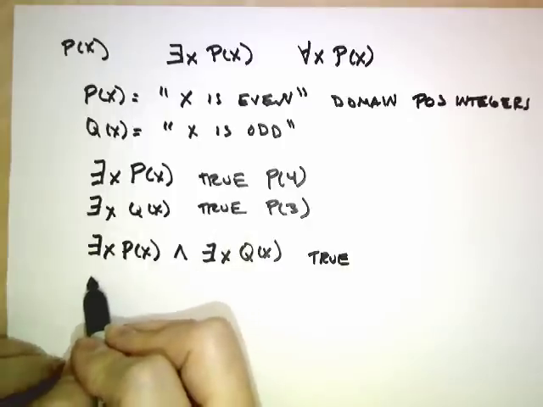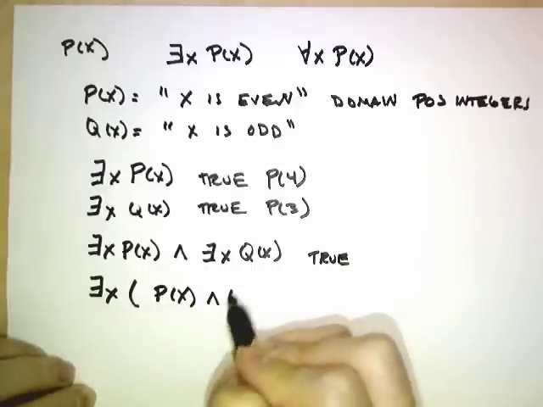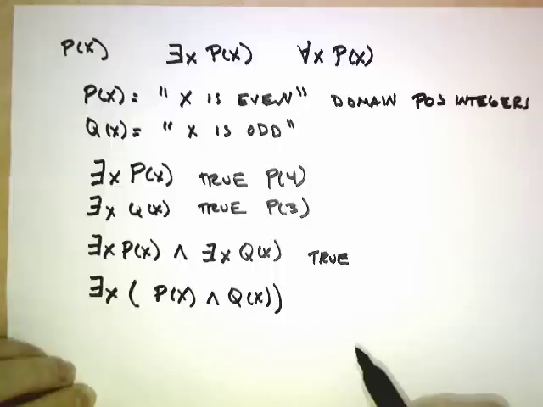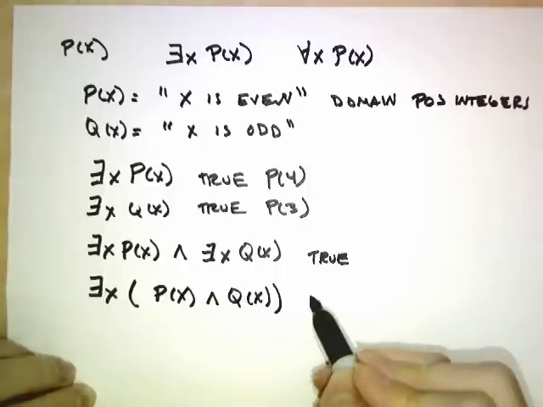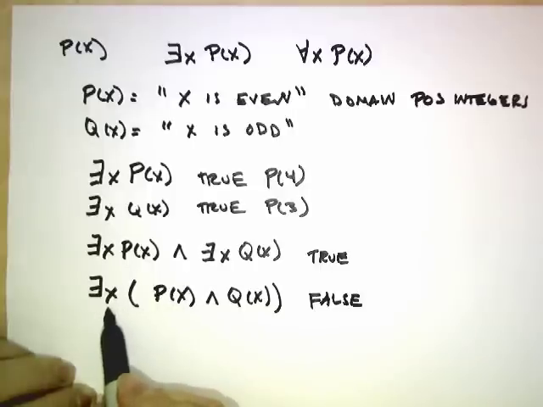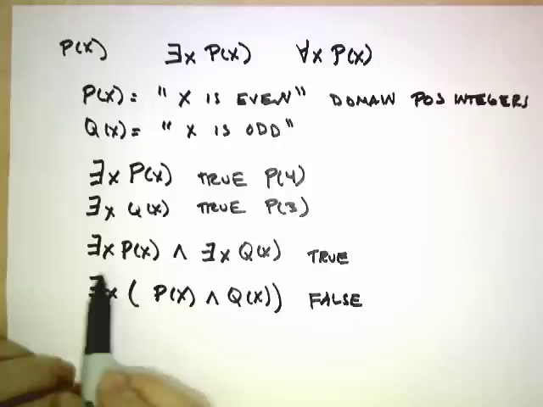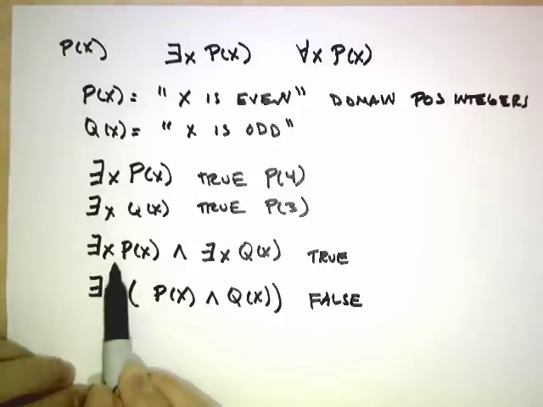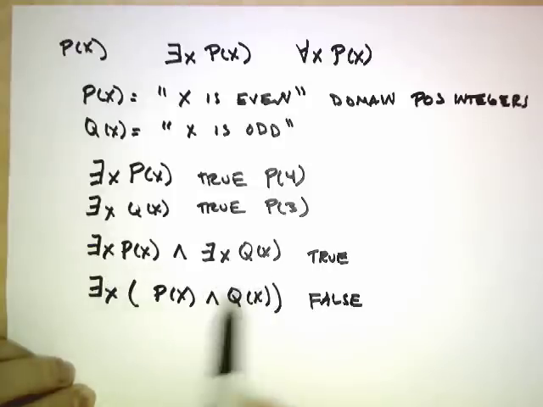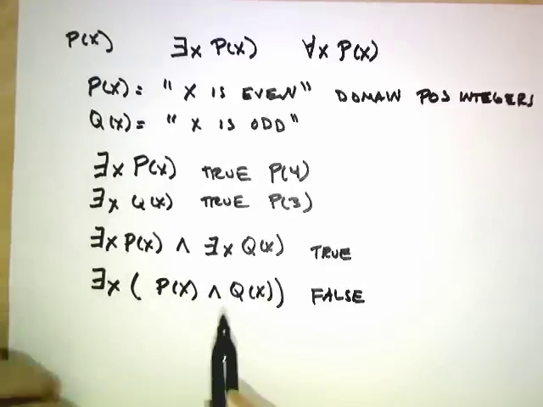But how about this? There exists an x such that p of x and q of x. Is this true? No, this is false. Why? Is there a positive integer that is even and odd? No. So be careful here. You can't always distribute the existential quantifier. You might think, oh, I can distribute this existential quantifier and get there exists x p of x and there exists x q of x. You might think, oh, this is sort of logically equivalent to this statement, but that would be false.